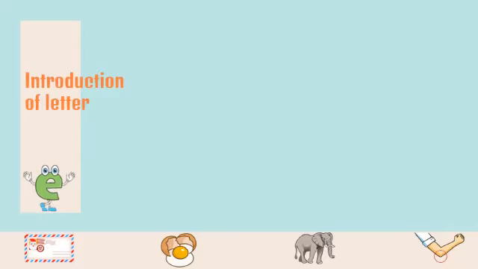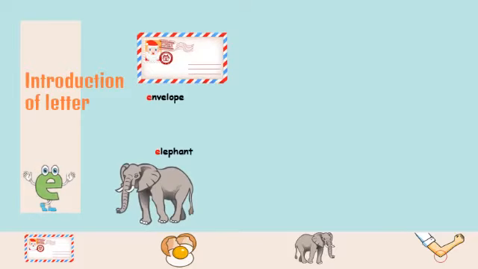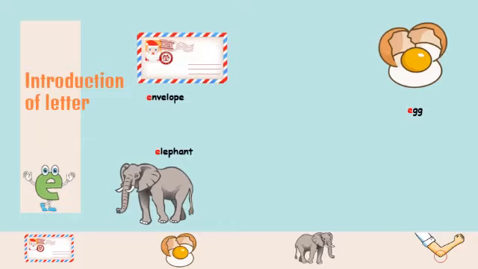Introduction of letter A. A, A, envelope. A, elephant. A, egg. A, elbow. Envelope, egg, elephant, elbow. Good job.